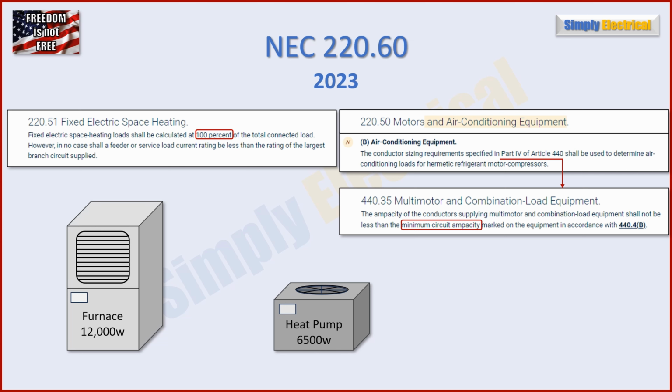So if we have a 12,000 watt furnace over here, and we have a 6,500 watt heat pump, we take each of these at 100%. Then according to 220.60, the first sentence, we take the larger of the 2 loads, right? So the furnace is the larger load. And that gives us 12,000 watts in our calculation. But we're not done yet.